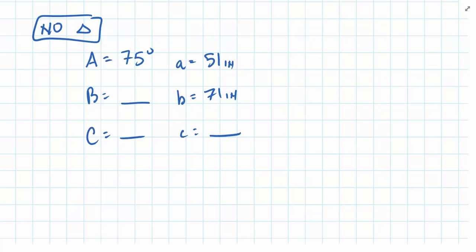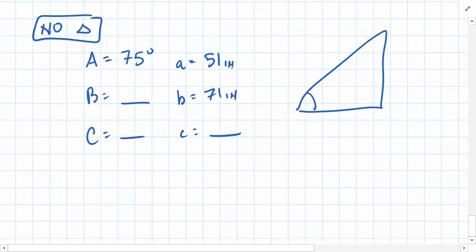Okay, here's the setup for the last one, the last option, right? Maybe there's no triangles possible with the ambiguous case. So I'm going to go ahead and draw what I know. Here's 75 degrees. Across from that is 51 inches. Across from that is 71 inches. So I have been given an angle, a side, and a side. Shoot. Okay, angle, side, side. Therefore, I'm dealing with the ambiguous case.